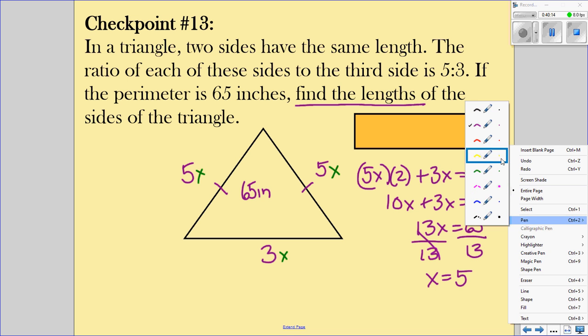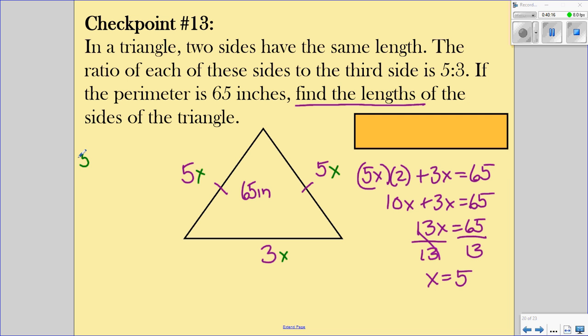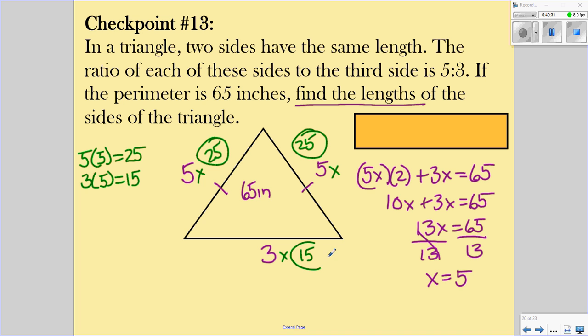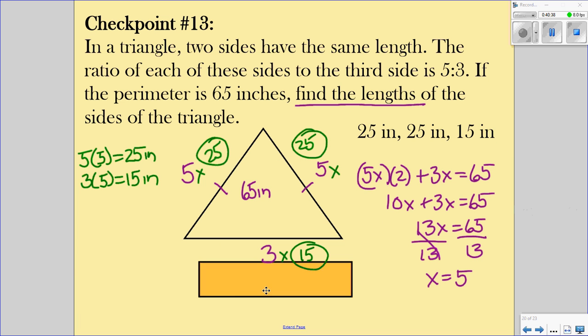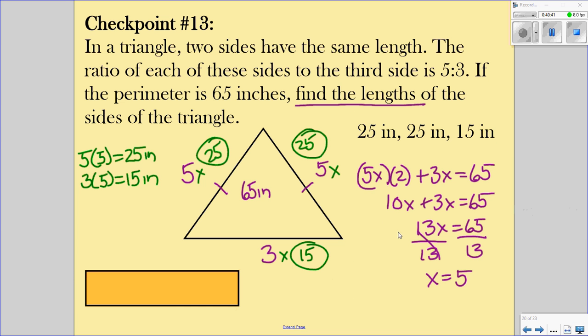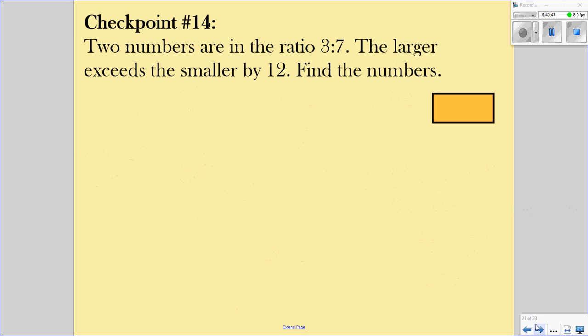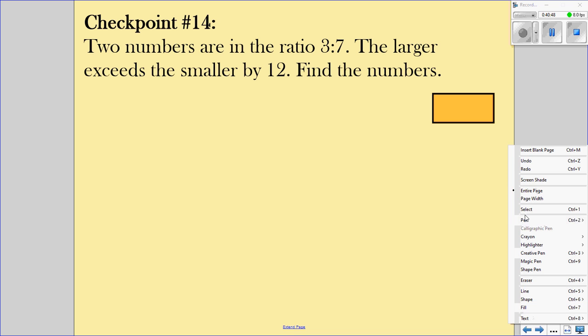Now we need to plug it back in. So 5 times 5 is 25, and then 3 times 5 equals 15. So this would be 25, this is 25, and this is 15. And of course you need to put your label. And there you go. Like I said, remember, if you're stuck or still confused, email me and I'll clarify it for you.